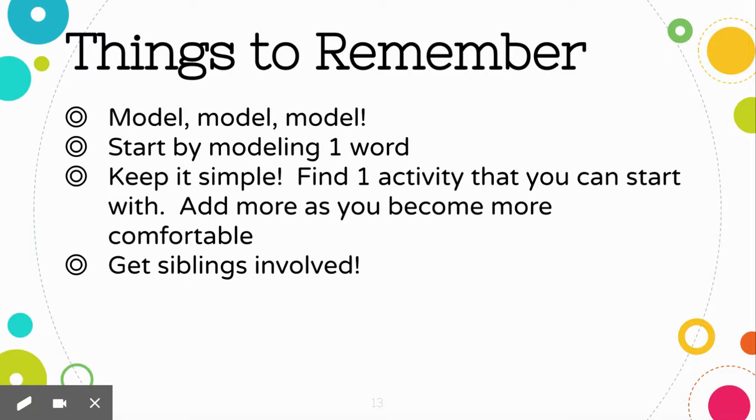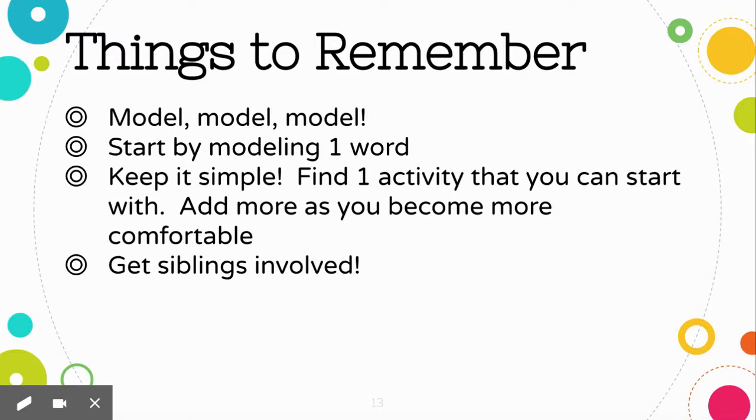For example, during dinner, you might model "put" when you're putting things on the table or in a bowl. While you're getting dressed, you might model colors for different items of clothing, or "on" or "off" as you put things on. Start by modeling one word in a phrase or sentence that you're saying, and as your child becomes more proficient, you can increase your words from there.